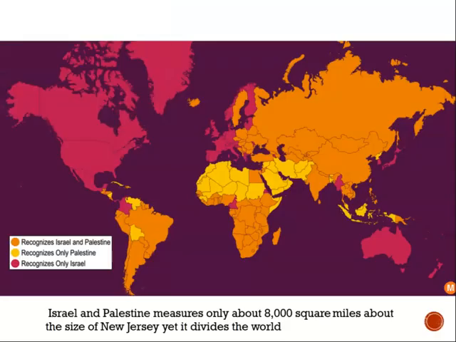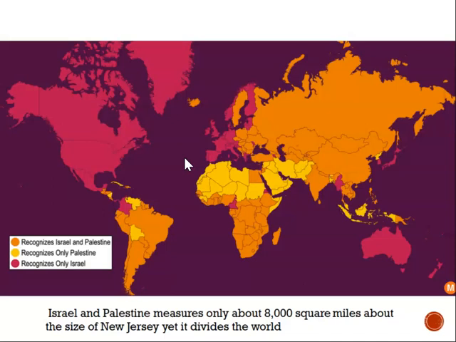Now here's another map that I found that I think is useful. We're going to talk more about the Israel-Palestine issue. Here is a map that shows you that it is a global issue, right? Even though, as I put down here, Israel and Palestine combined are about 8,000 square miles. That's about the size of the state of New Jersey, right? But this issue about Israel and Palestine is in fact something that divides the world.